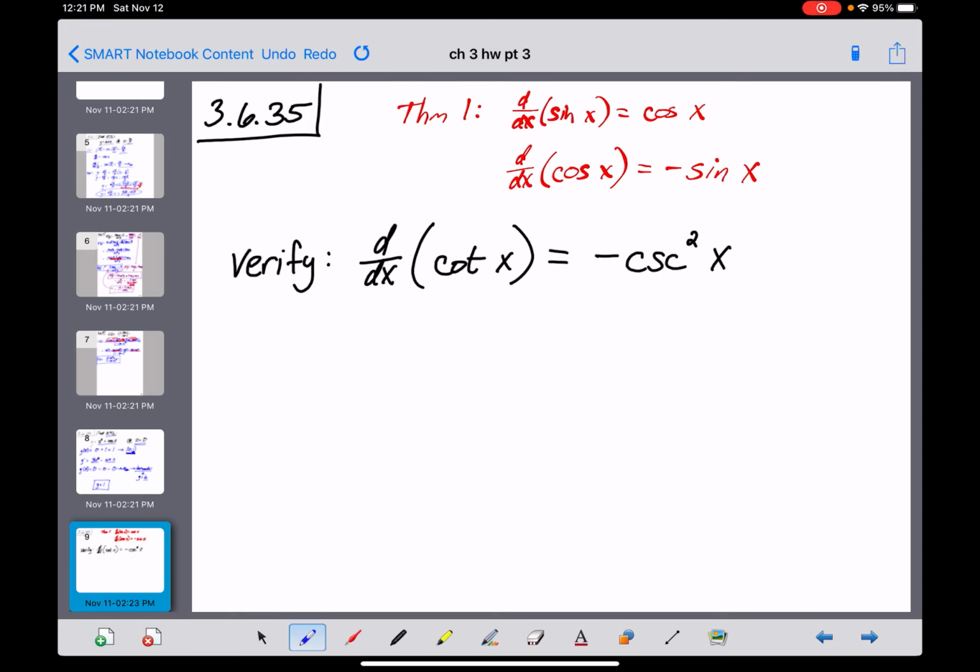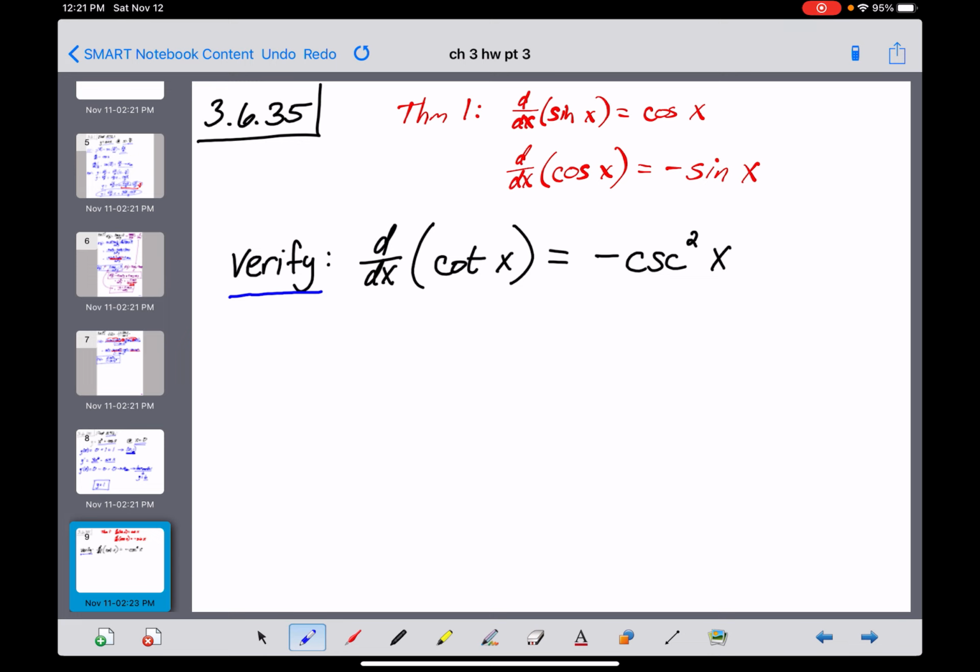Problem 35 here is asking us to use Theorem 1 to verify one of the 6 trig derivatives that we were taught here in section 3.6. And boy, you guys, Calc students in general, do not like the word verify because it basically means the same thing as the scariest word you've ever come across in your math studies, which is prove.